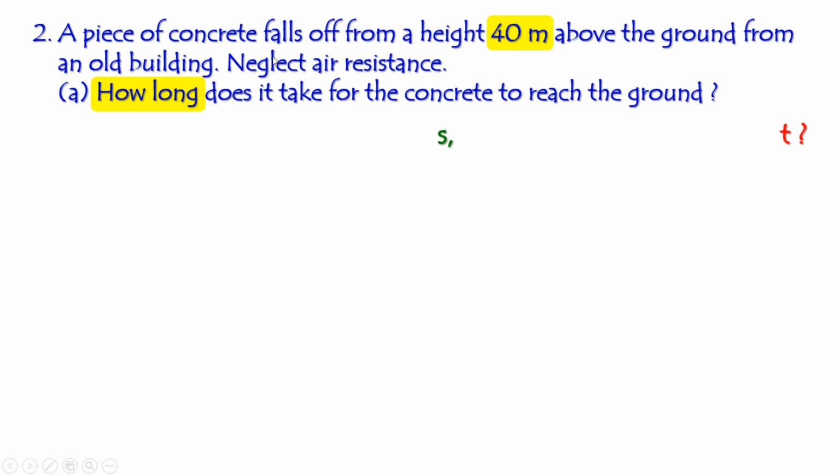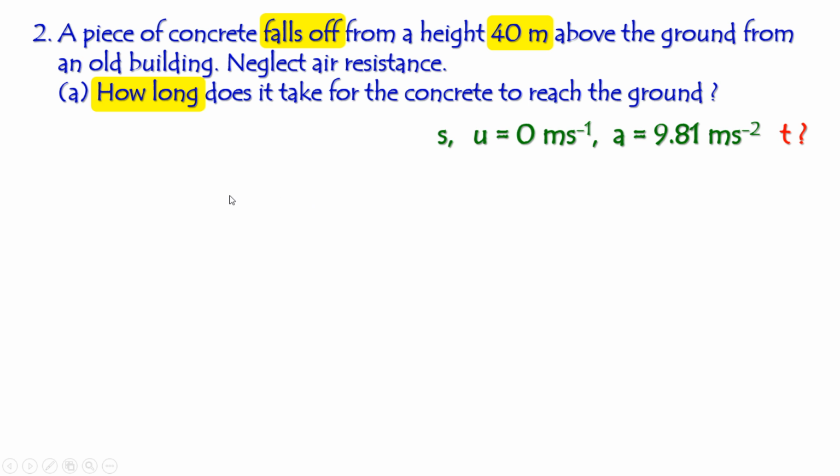A piece of concrete falls off. What does it mean by falls off? That means it starts from rest, so the initial speed of the concrete is 0. And we need one more piece of information. What information do we have? Because it falls under gravity, the acceleration should be 9.81, no matter the mass or the weight. Heavier or lighter object, it falls at the same rate, the same acceleration, which is equal to 9.81. So you have S, U, A, and you need to find the value of T.